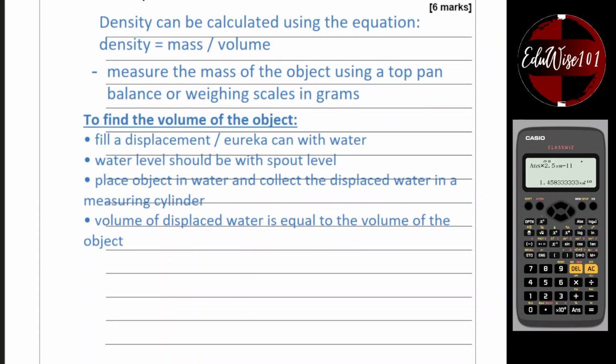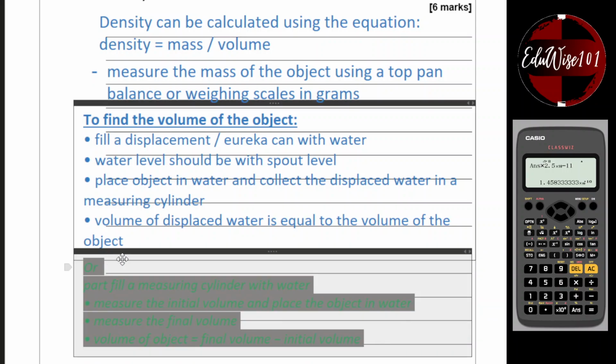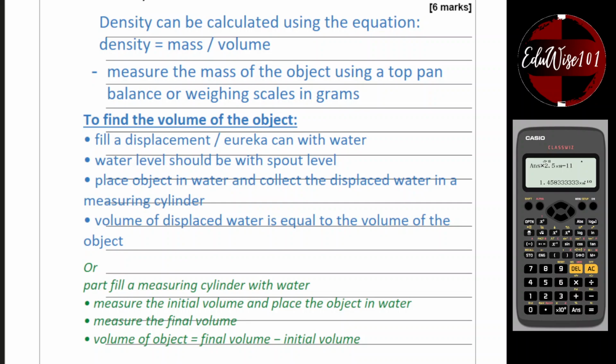Now, there's another way of measuring the volume, although this probably depends on the size of the object. You could part fill a measuring cylinder with water, measure the initial volume, and place the object in the water. So measure the initial volume, let's say it's 10 centimeter cube, and once you place the object, if the volume level goes up, measure the final volume, let's say it goes up to 15, then you can work out the difference. Volume of the object will be final volume minus the initial volume.